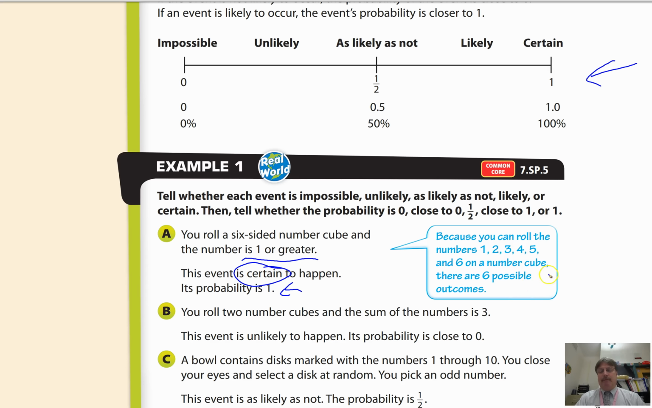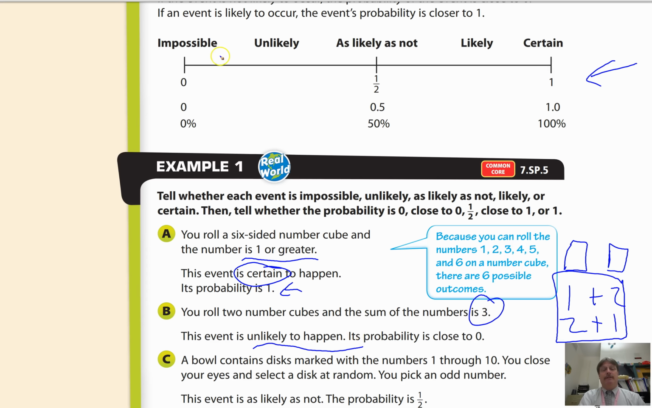If you take your example, you have 2 cubes and the sum, so that means you have to add those together. You have a 1 and a 2, and a 2 plus a 1, and that's it. Out of all the opportunities of rolling these, only these 2 have a chance of getting the number 3. So it's unlikely that that's going to happen. It's definitely going to be down in this area somewhere. Now, we didn't talk about how many events could occur, but we did talk about these 2.